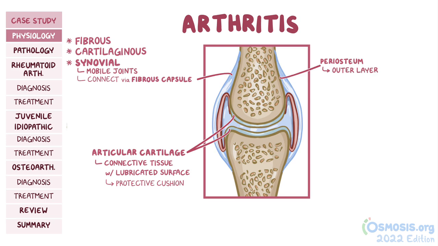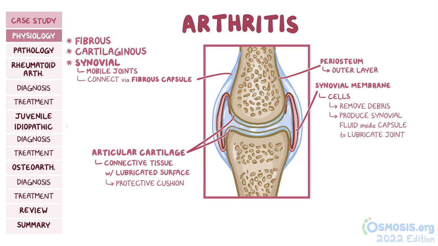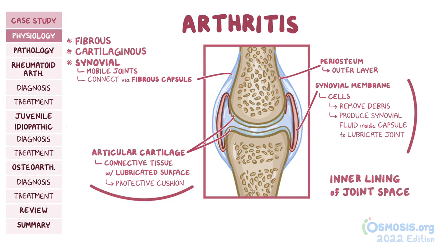The fibrous capsule is lined with a synovial membrane that has cells that remove debris and produce synovial fluid, which is a viscous fluid found inside the joint capsule to lubricate the joint. Together, the synovial membrane and articular cartilage form the inner lining of the joint space.